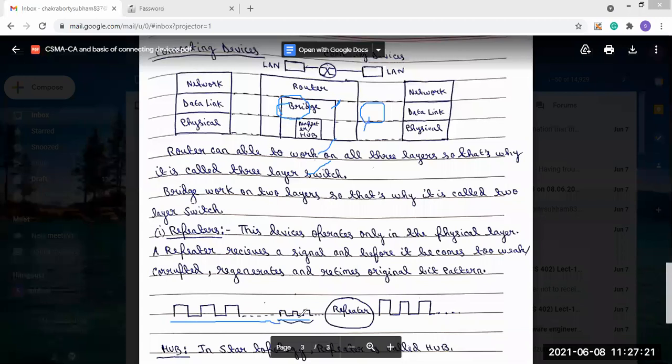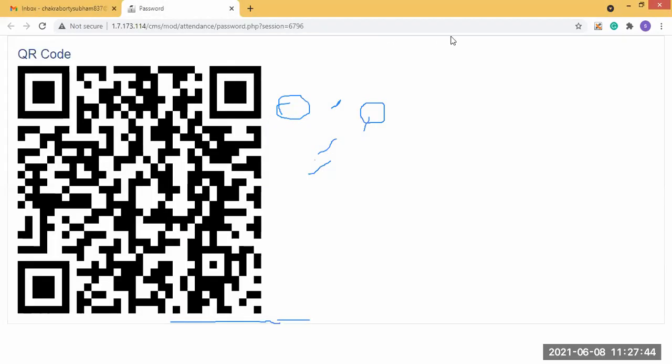Okay. So this is about the repeater. Next day we'll see about the hub, because today we're not able to explain that. On the next day we will see all of our connecting devices one by one. So in this class, it is up to here. Everyone please scan the QR code to give your attendance.